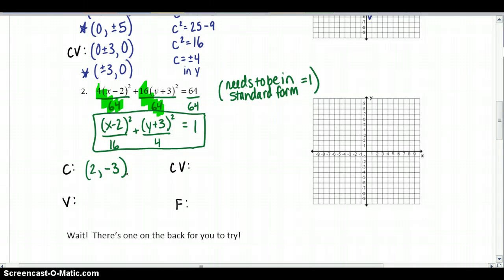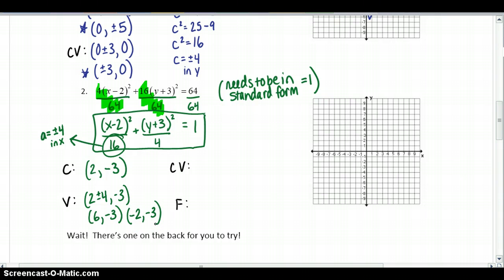Alright, to get the vertices, I need to look at a, which is the bigger one. Alright, this one right here is a squared, so that means a is plus or minus 4. And in which direction? Looks like the x direction. So to get my vertices, I need to plus or minus 4 from the center in the x direction. So it'll be 2 plus or minus 4, comma negative 3. Now we shouldn't leave it like that. We can obviously simplify that. 2 plus 4 would be 6 comma negative 3. 2 minus 4 would be negative 2 comma negative 3. So there are my vertices.